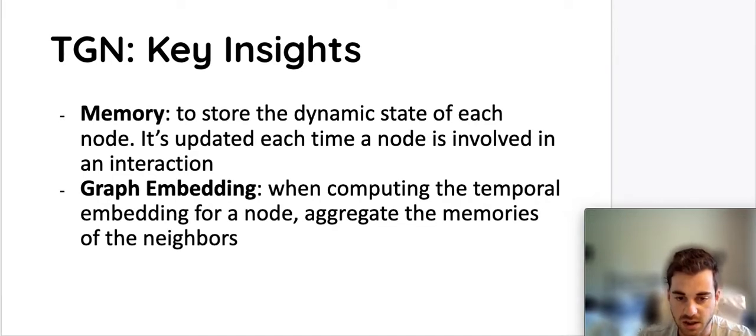The second key point for TGN is the graph embedding module. When we want to compute an embedding for node i at some time t, just using the most recent memory that we have for i is not enough. It works much better if we have an aggregation over the temporal graph, so we can aggregate information also from the memories of neighboring nodes in the temporal graph.